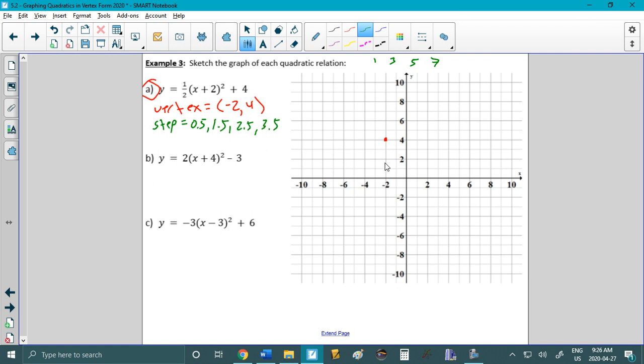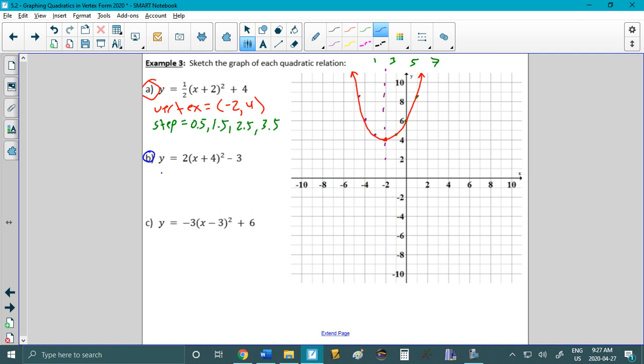And a is positive, so it's still going up. So from here I go over 1 up a half. Over 1 up 1.5. Over 1 up 2.5. And that's a lot of points. And then I reflect these points over the axis of symmetry. So I just go over 1 each time, and then I go up to the same level. And there it is. Okay, so the red curve is right here. So let's double check. The vertex should be (-2, 4). It is. And it should be a bit fat. And it is. Okay, next one.